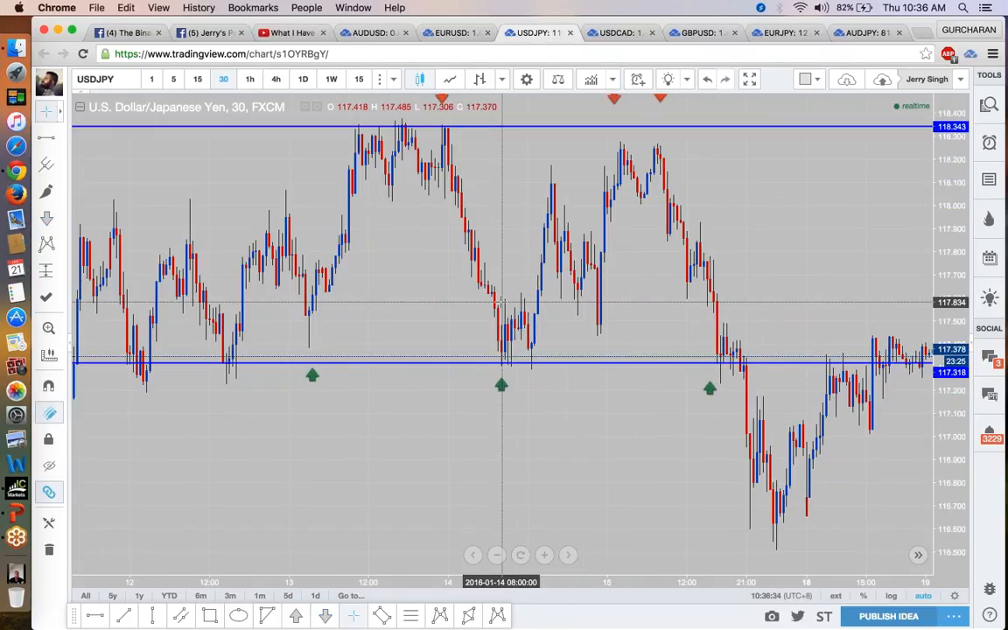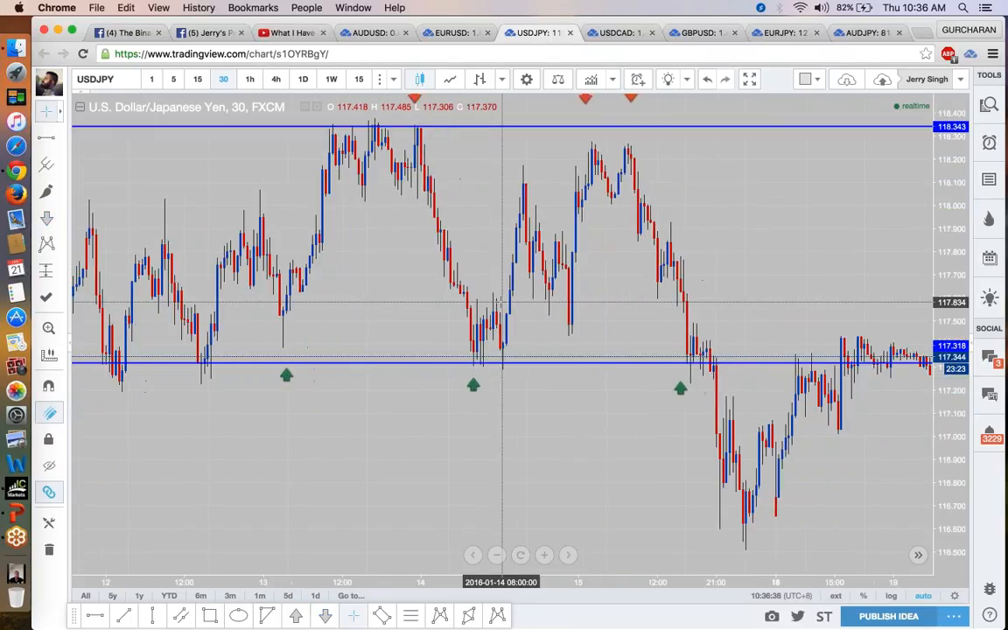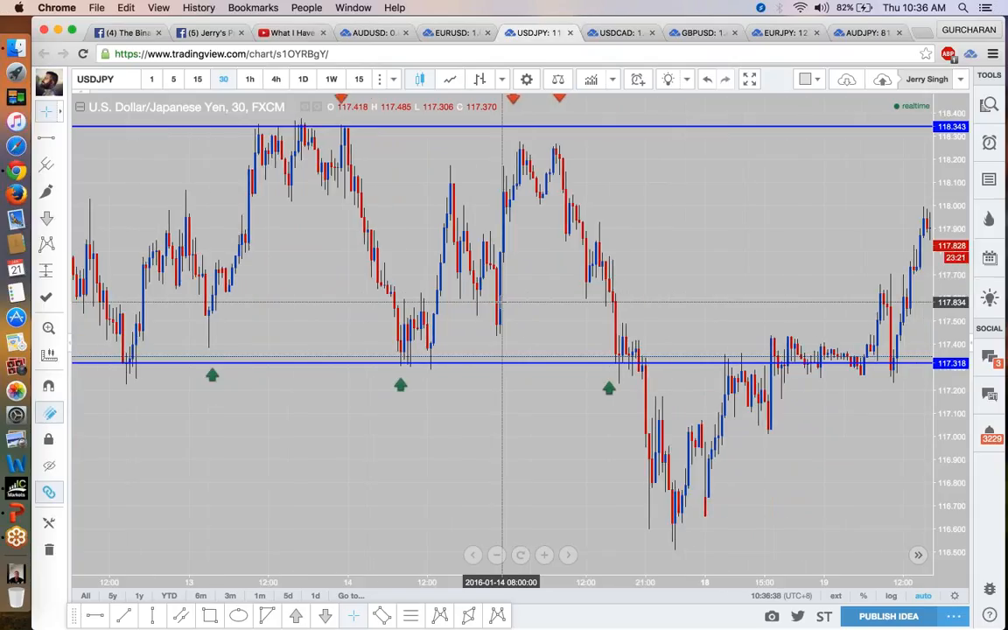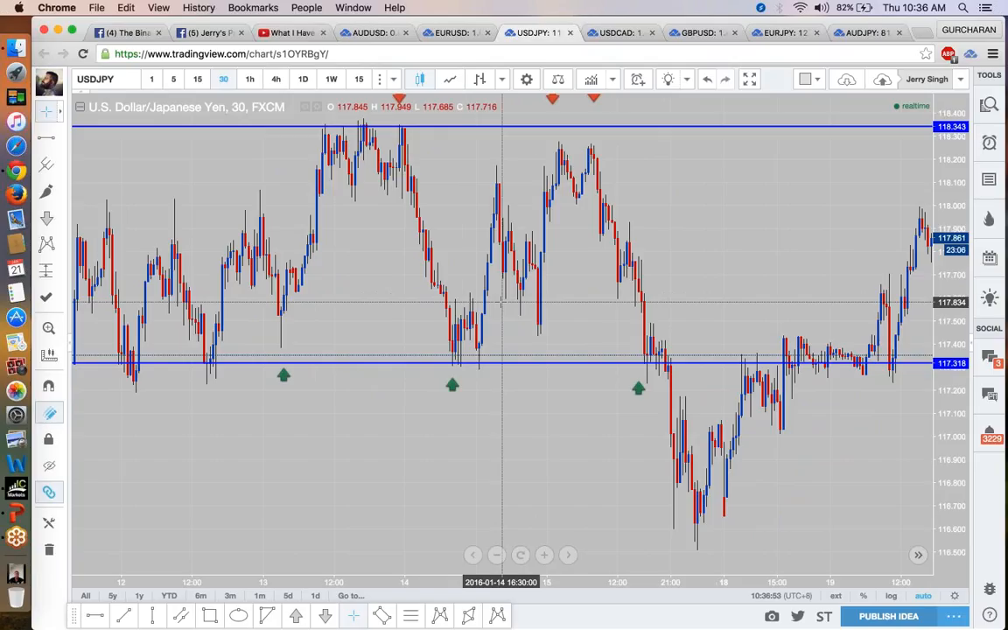I want you to do that. But the problem is, first of all, it is difficult. It takes a while to adjust your eyes to trade without looking at any indicator. First point. Second point, you will find that these are not enough.